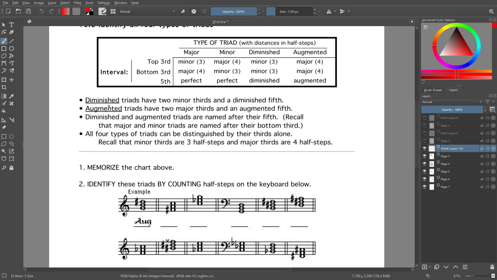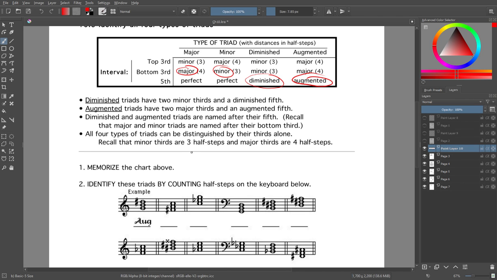Okay, there it goes. All right. So, diminished triads have 2 minor thirds, and they're going to have a diminished fifth, hence diminished triad. And then augmenteds are going to have 2 major thirds and an augmented fifth, hence augmented triad. They're named after their fifths. The major and minor triads are named after the bottom third, but these are named after their fifths. All four types of triads can be distinguished by just their thirds, depending on if you have major or minor and what order they're in.